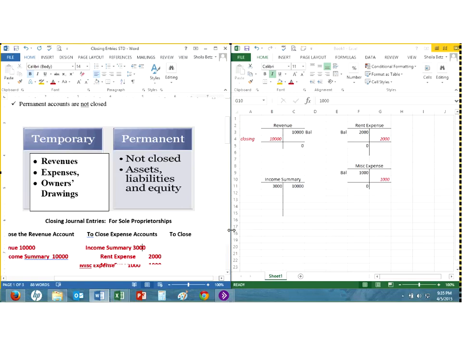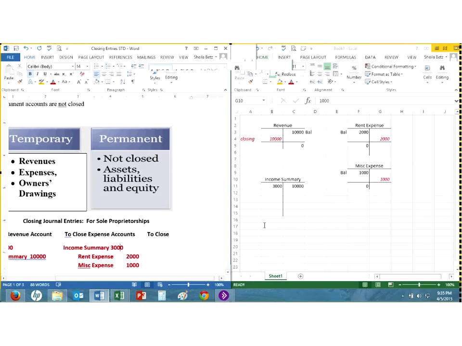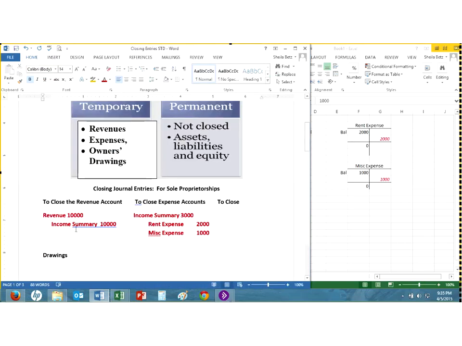All right. So here's the nice thing. Although these numbers are going to change, you're always going to debit revenue and credit income summary to close out revenue. You're always going to debit income summary and credit expenses to close out expenses. Now, let's look at how we close owner's drawings. That's another type of account that can be closed out.